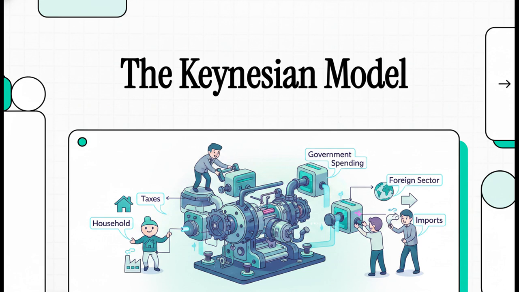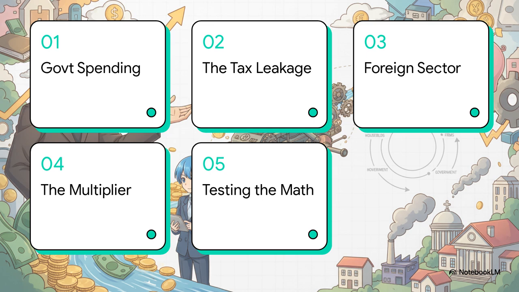It's time to build a fully functional, real-world machine. Let's dive in. Here is our blueprint for today. First, government spending injections. Second, the tax leakage. Third, adding the foreign sector. Fourth, the complex multiplier. And finally, testing the math. We'll build this mathematical machine piece by piece so it all makes perfect logical sense.